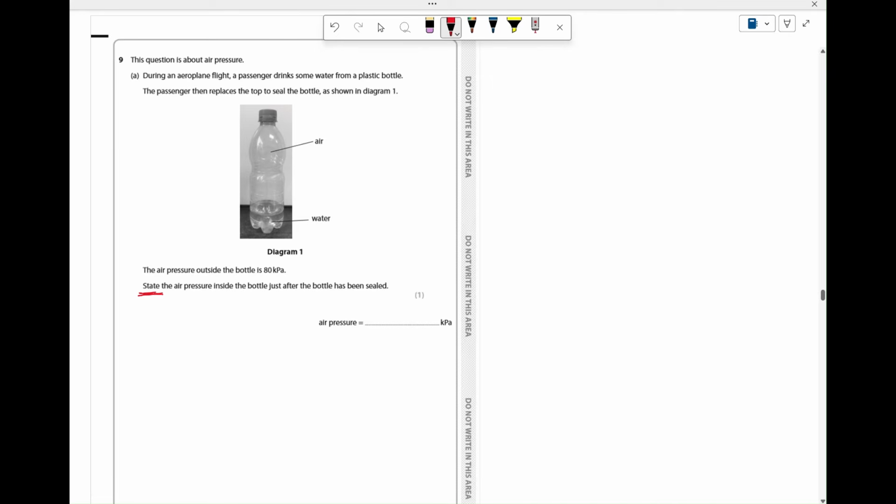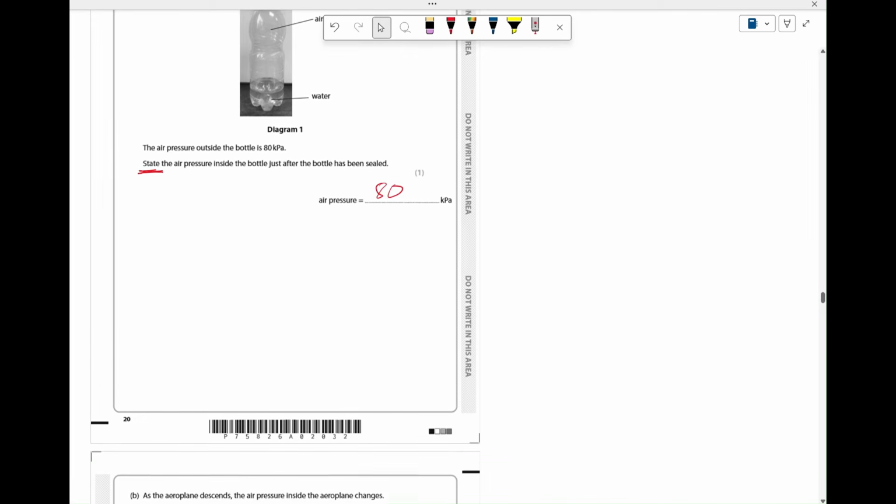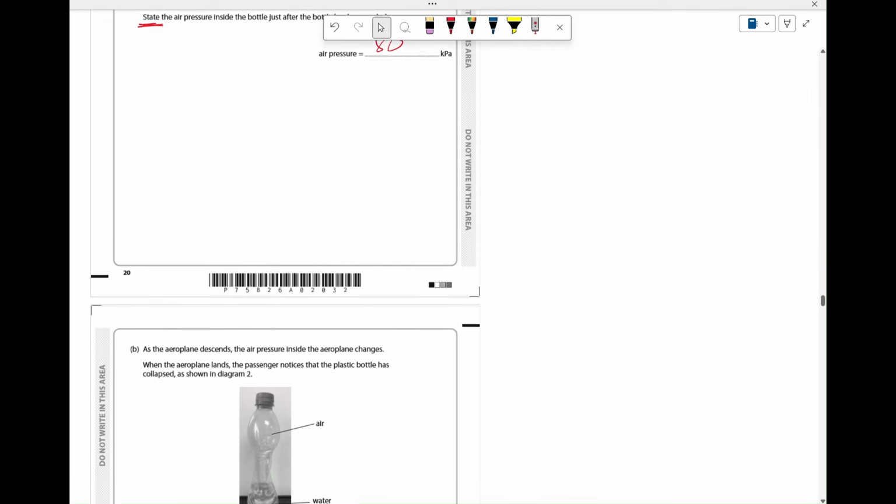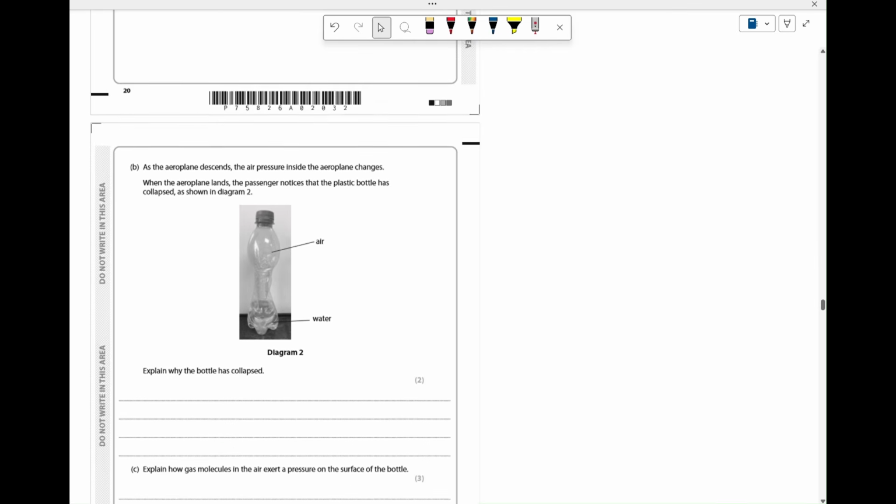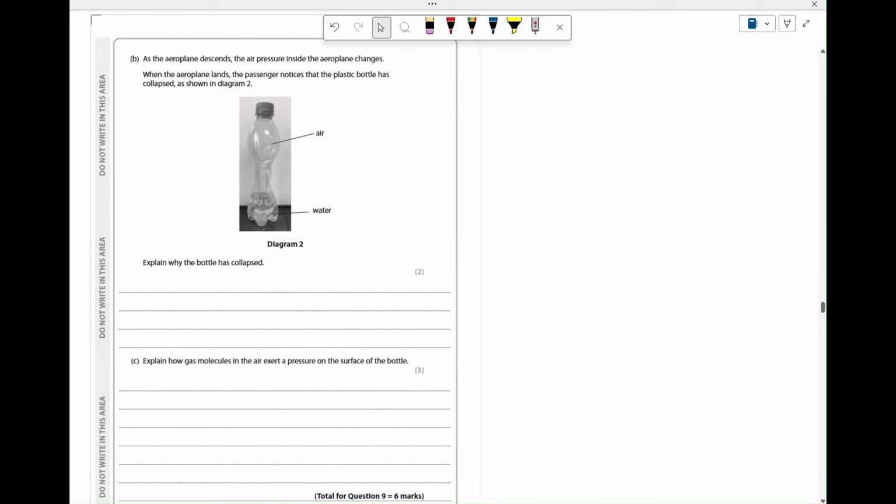So the air pressure outside the bottle, we've taken the lid off. We've let the air in. So that air, just as you seal it, has got the same pressure inside as it does outside. So the air pressure inside the bottle is 80,000 pascals. Okay, as we descend, the air pressure changes, and we've now got obviously higher pressure on the outside because we're lower.